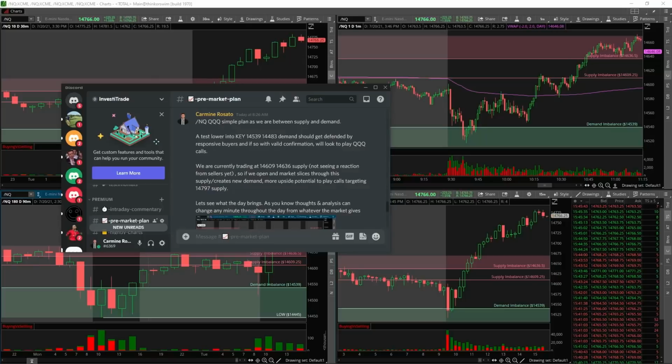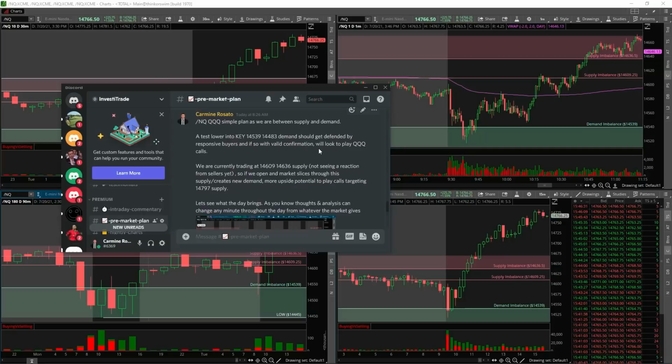Now, every day in the pre-market plan of the Discord, I post different setups that I'm watching, along with some key supply demand imbalances and some key areas that I'm interested in playing at. Here we had the NASDAQ, and I trade the QQQ chart off of this, as you all know that. We said that I had a test into the key 14539 and 14483 demand should get defended by responsive buyers. And if so, with valid confirmation, I will look to play QQQ calls.